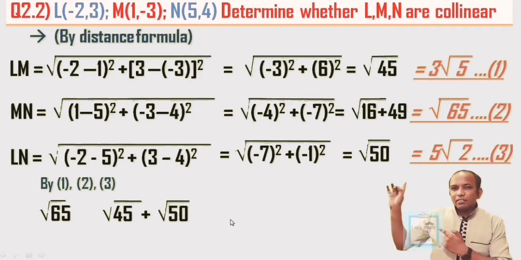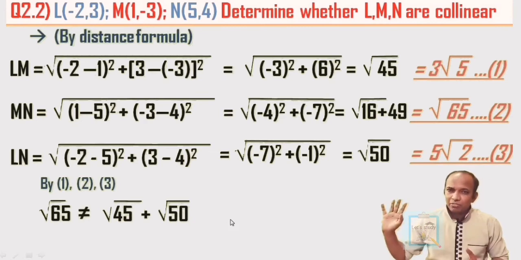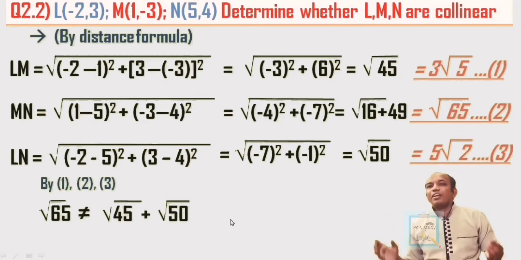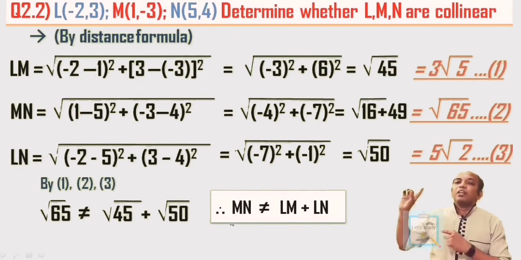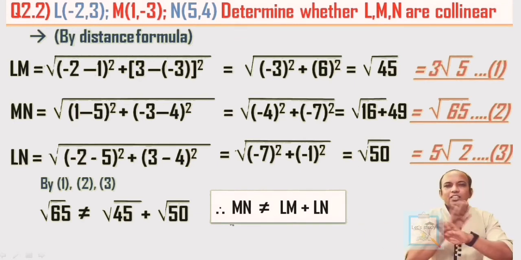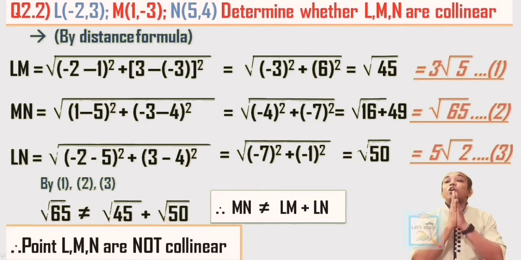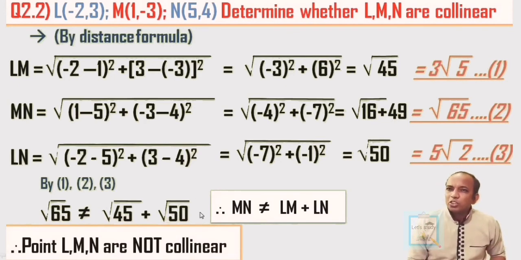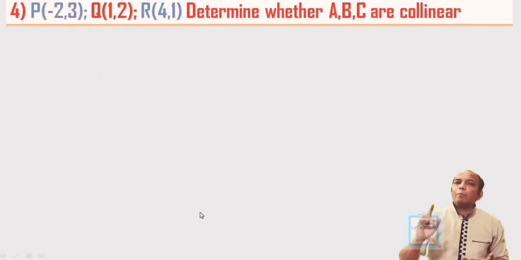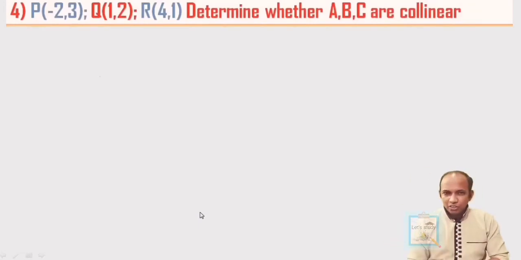So we can say this addition is not equal to root 65, and hence we can write root 65, that is MN, is not equal to LM plus LN, and hence these points L, M, N are not collinear. After that, the next question is on the board. Here points P, Q, R are given to us, their coordinates are given to us, and we have to decide whether these points are collinear or not.